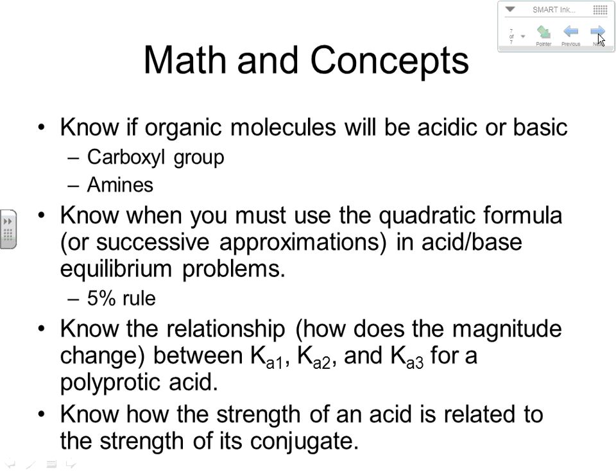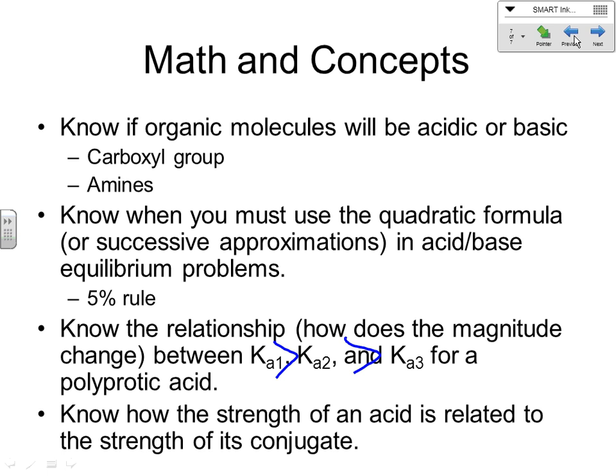You should know the relationship between the successive ionizations of a polyprotic acid. And you should know that this is always going to be greater than that, which will be greater than that, and typically significantly greater. So the highest K will be the first ionization. And know how the strength of an acid is related to the strength of its conjugate.